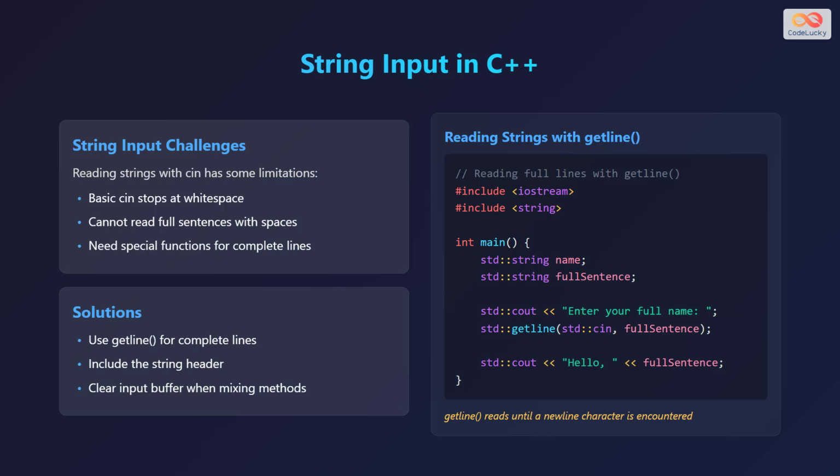Let's look at an example of how to read strings using getline. The code starts with including the iostream and string library. In the main function, we declare 2 string variables, name and fullSentence. The program prompts the user to enter their full name. Then we read the full line of input using the getline function, which takes 2 arguments, cin, which specifies the input stream to read from, and fullSentence, which is the string variable to store the input. getline reads until a newline character is encountered, allowing us to capture the entire input including spaces.